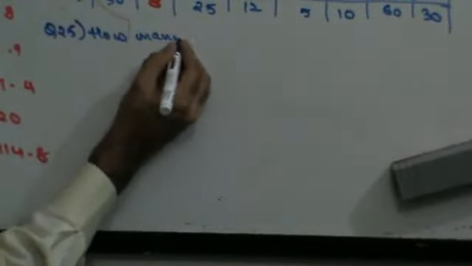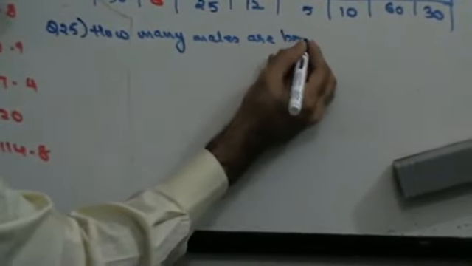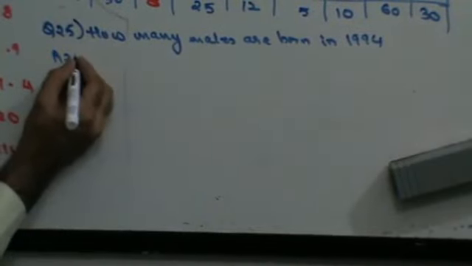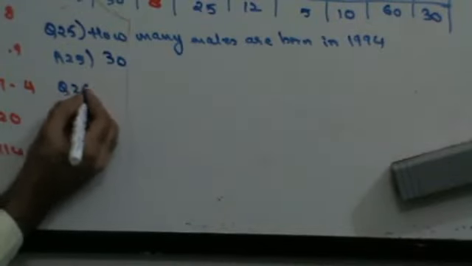How many males are born in 1994? The number of males that have been born in 1994. The total males born, guys, from the table is very clear that there are 30 males who have been born.